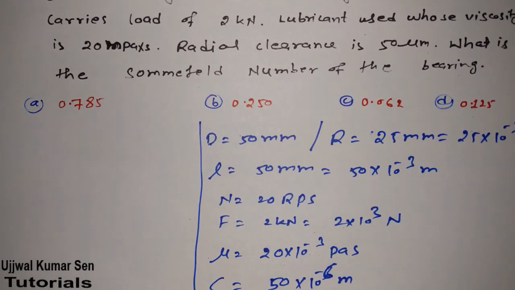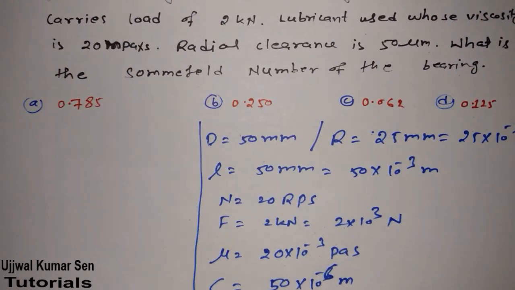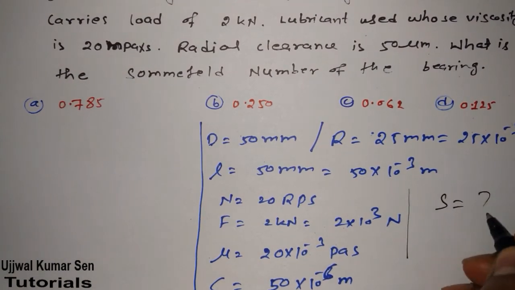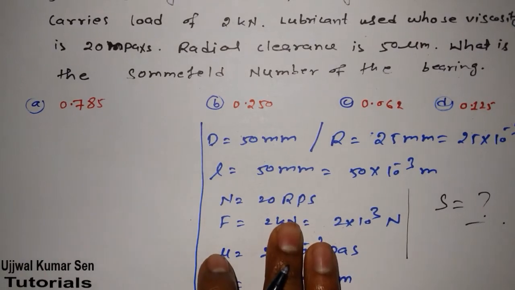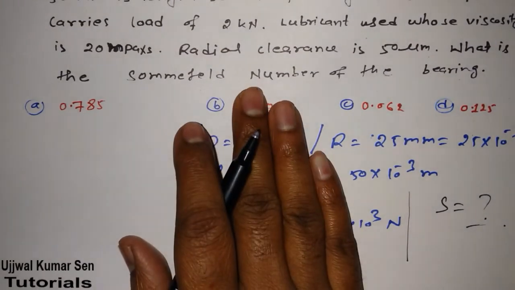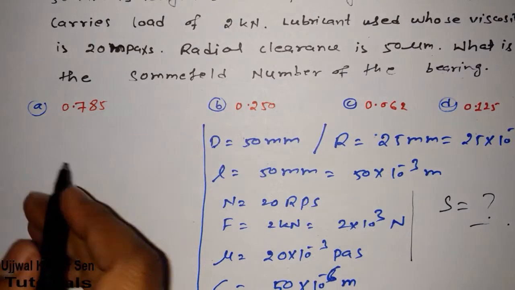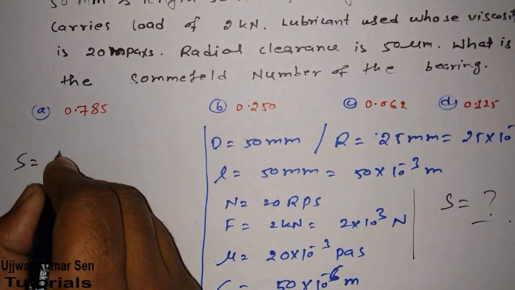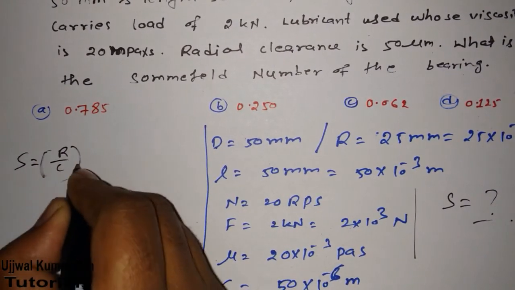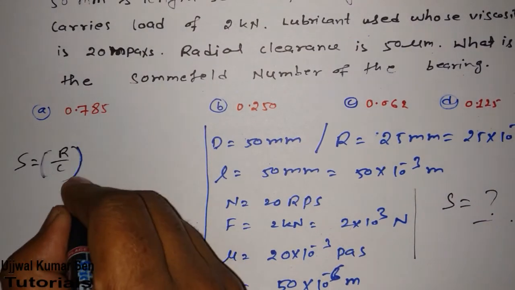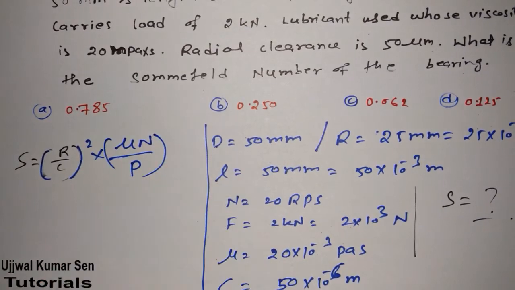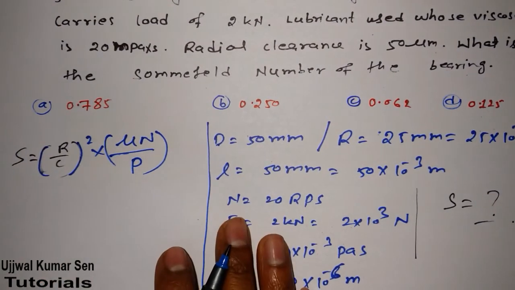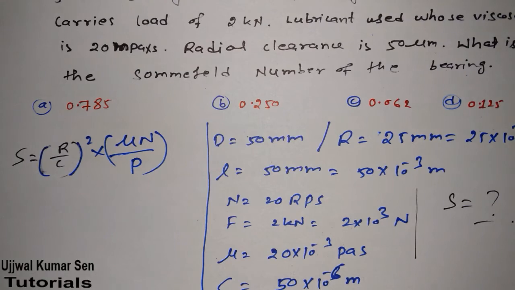So it's all about the question, and what we have to find out basically is S, that is, the value of the Sommerfeld number. So what are you waiting for? Let's write the formula first. S is equal to (R by C) whole square multiplied by mu N by P. Now here is the problem we'll probably face. What is P? As I have shared with you, P is pressure. We don't have the pressure given.